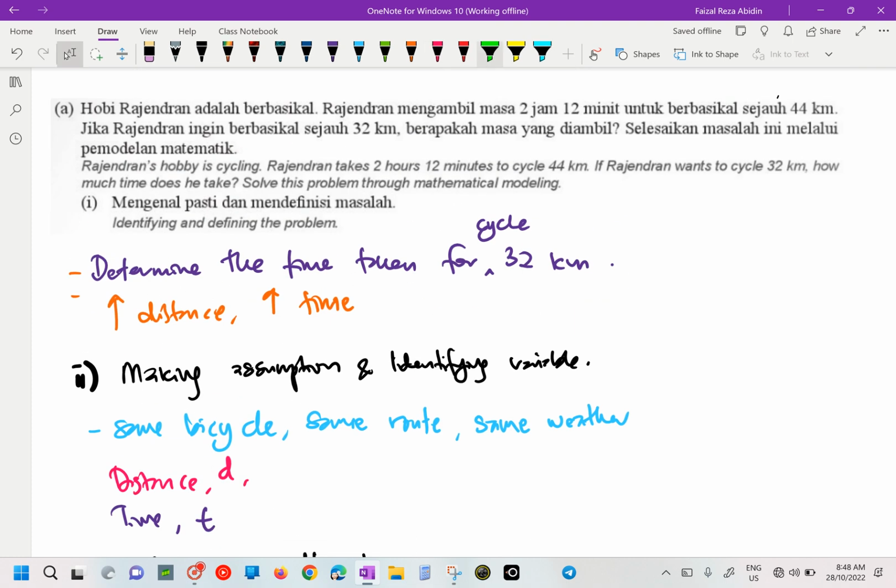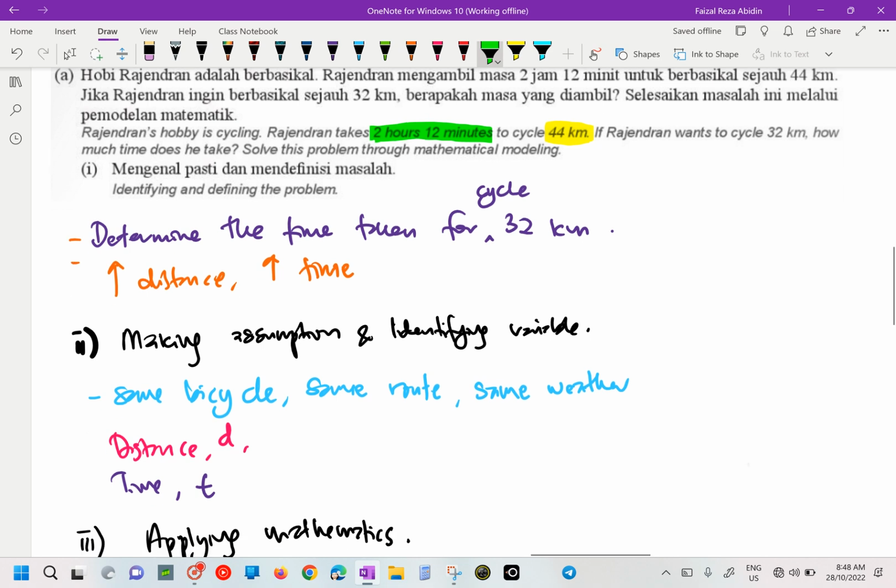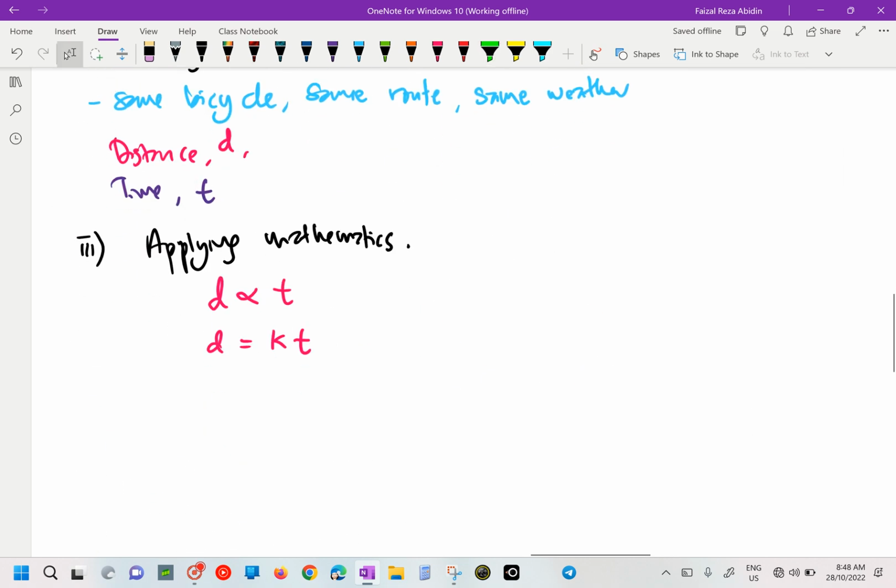44 kilometer. This one. Distance 44 kilometer. Time taken is 2 hours 12 minutes. Boleh tak kita nak tukar? Tukar kepada hours ke tukar kepada minit? Senang. Hours. Okay. So we are going to have over here for our distance is 44. Our time is 2 hours and 12 minutes, 2.2 hours.